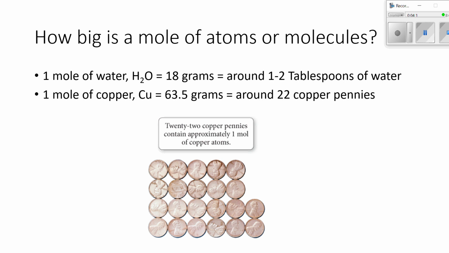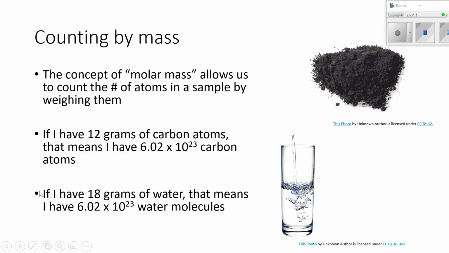Okay. And where the mole becomes really useful is this idea of counting by mass, because it wouldn't be reasonable to sit there and count out 6.02 times 10 to the 23rd carbon atoms. They're too small to see anyway, and counting all of them would take more time than you have in your life. So we use this idea of counting by mass. This concept of a molar mass, knowing how much 1 mole of something weighs, allows us to count the number of atoms in a sample by weighing them, and this is super useful.